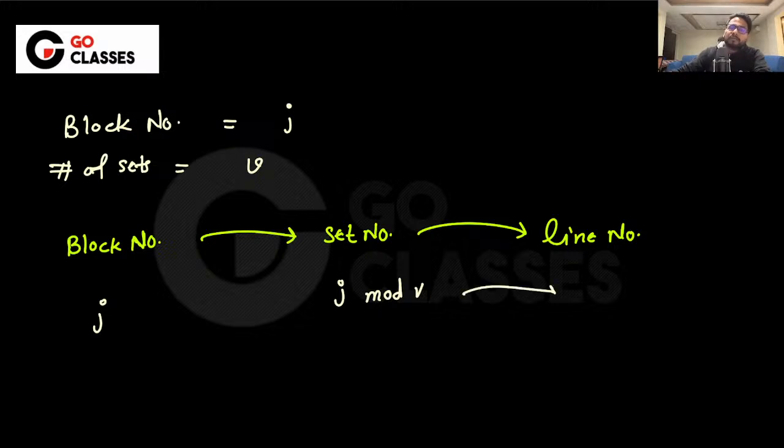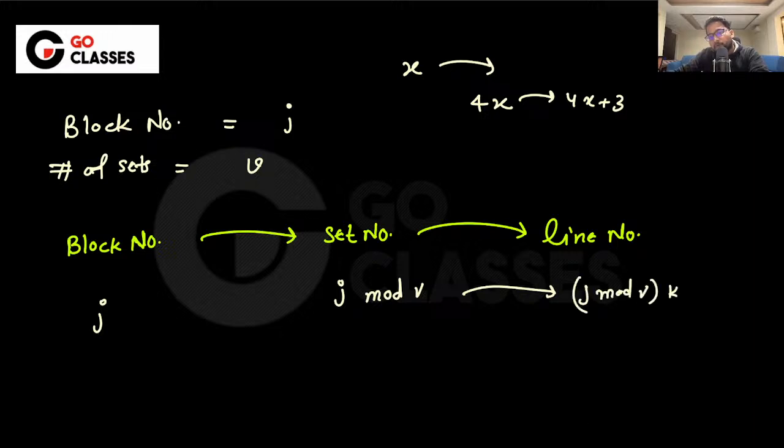And what are the line numbers? See, for any set number x, and if it is 4-way set associative, then 4x to 4x plus 3. If it is k-way set associative, then it is k into j mod v, to k into j mod v plus k minus 1. Okay, these are the possible lines that you have in this set. So they are just having one extra step here. The similar question has been asked in GATE, but they are having one extra step here. That is all. Is this okay to you guys? Okay.